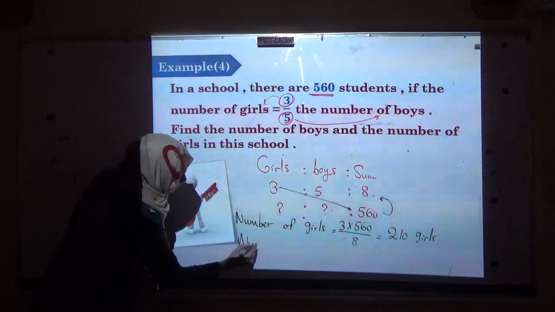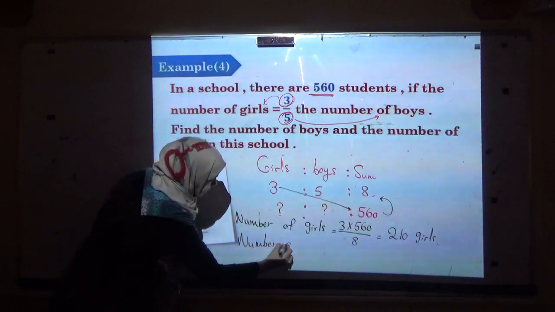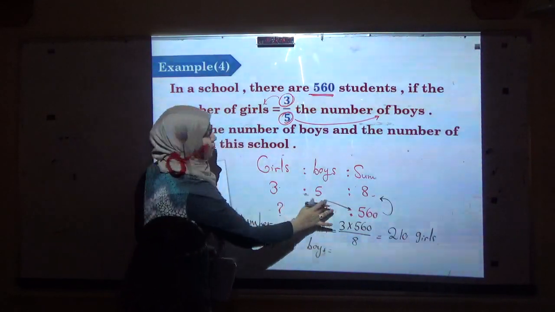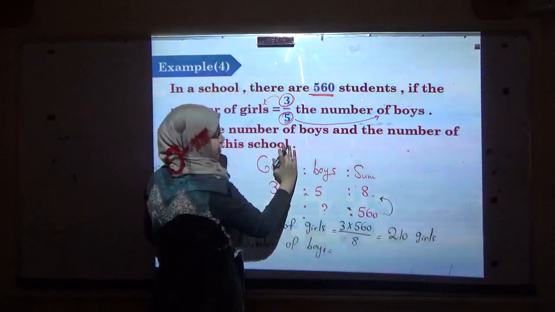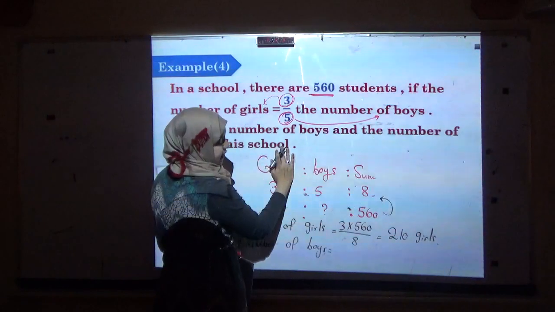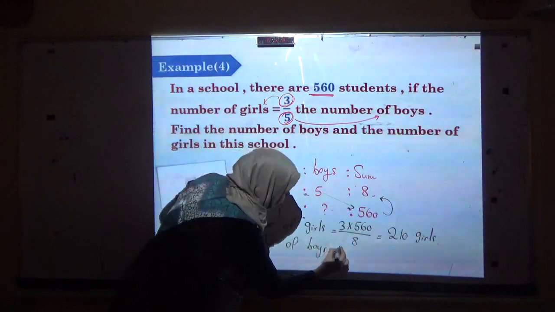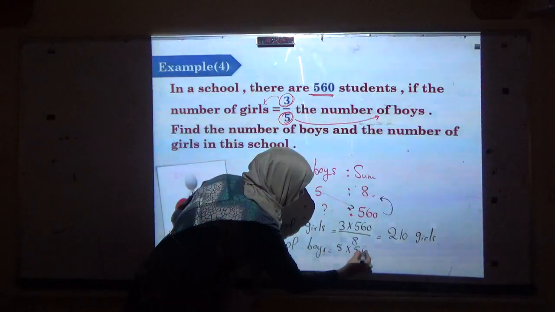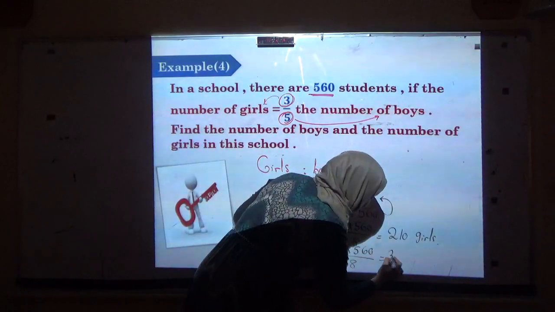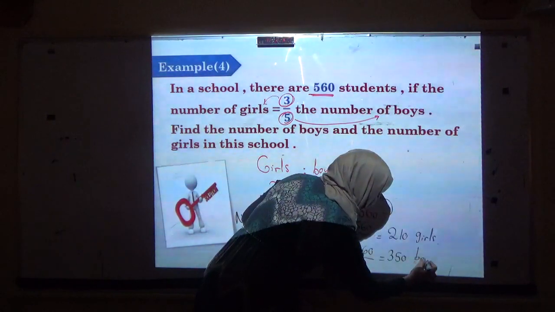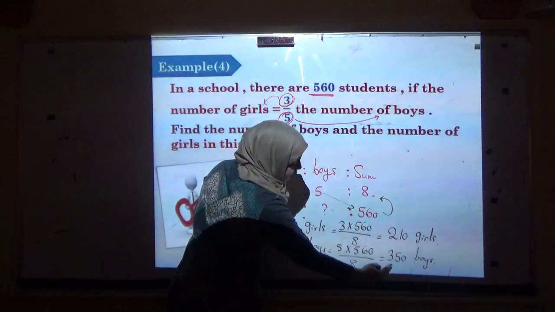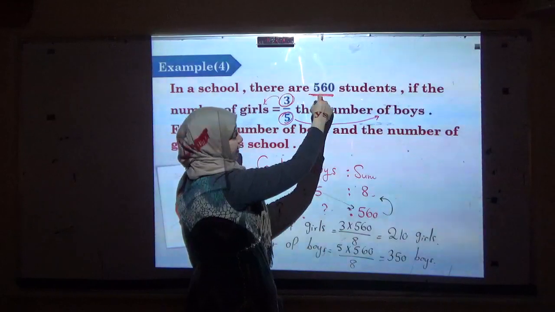Number of boys equals, now make cross multiplication, ignore this ratio and make cross multiplication by the ratio of the boys and sum. 5 multiply 560 over 8 equals 350 boys. And check your answer by adding 210 to 350 equals 560.